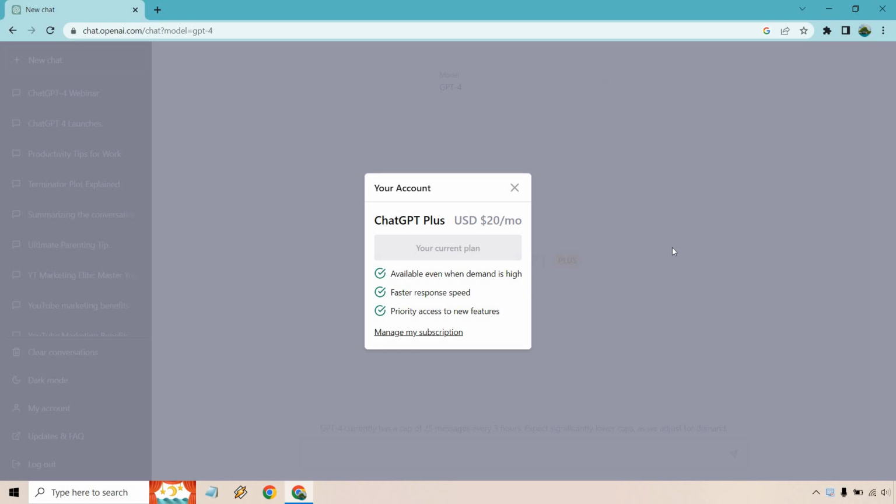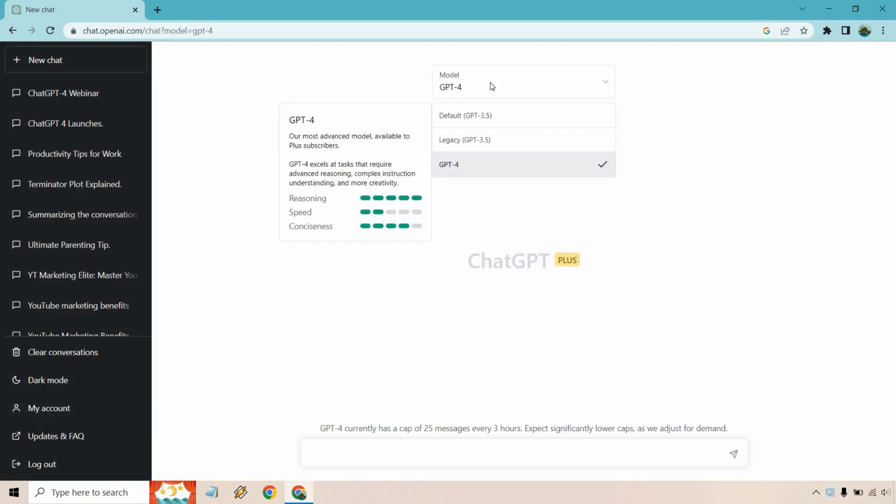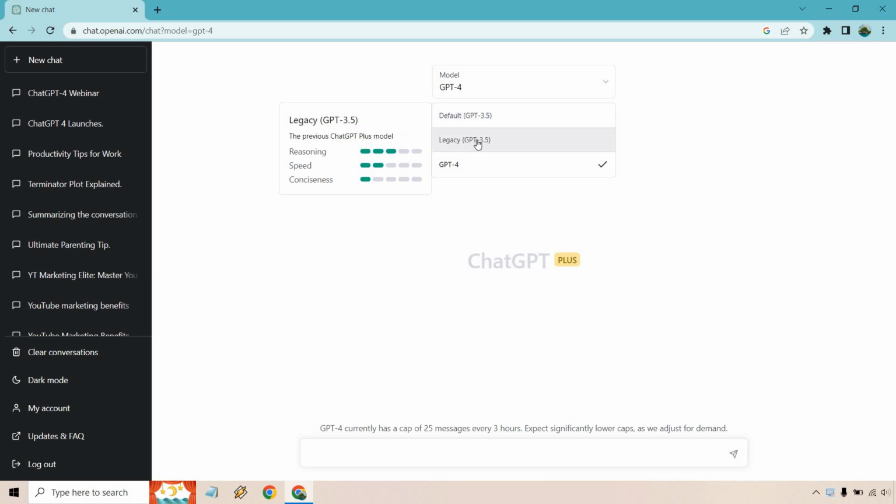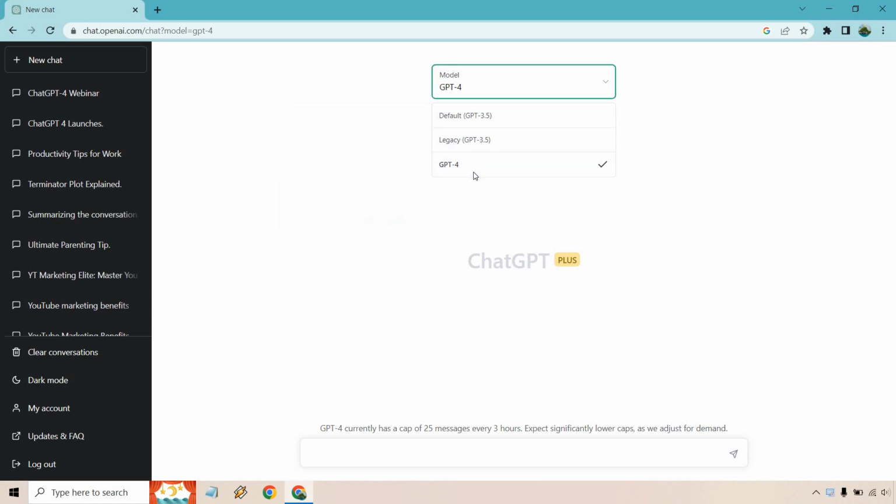With that, you get a few models with it, so it's available when demand is high. You get faster response speed and, of course, priority access to new features. So keep in mind that not only when you have ChatGPT 4, you do have the default and the legacy, like the 3.5 versions as well.